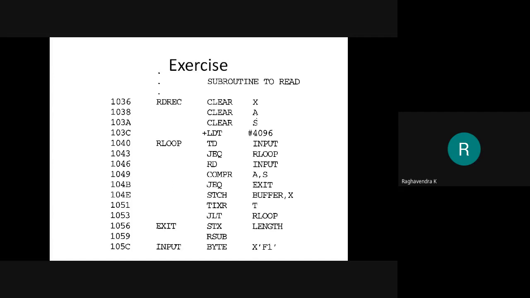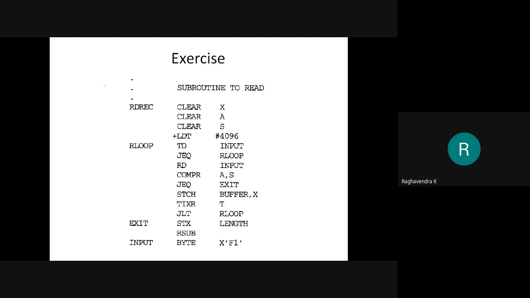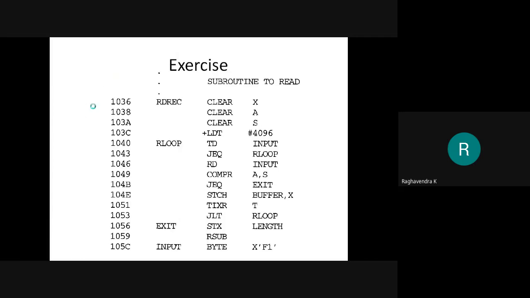Oh, sorry, I gave 1039. Anyhow, if you have done it correctly, then just 3 values will be different. Okay, but this is 1036. Okay, the address is 1036.